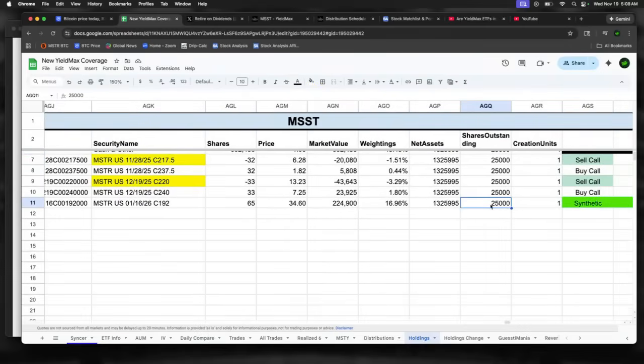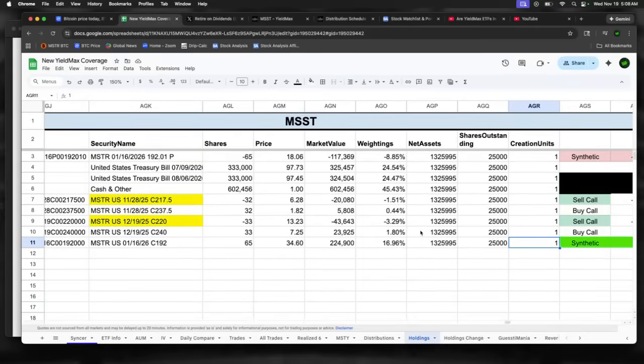The outstanding shares is 25,000. That represents one creation unit. So every time they add an additional 25,000 outstanding shares, that will increase the creation units by another one, if that makes sense. All right. So again, if they have 100,000 outstanding shares, that's 4 creation units. If you care, I'm just mentioning it.